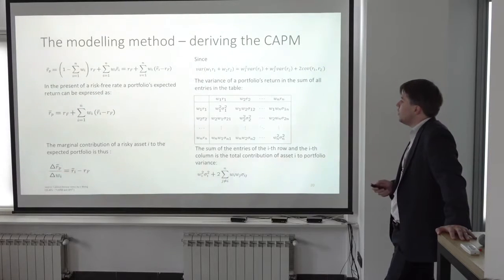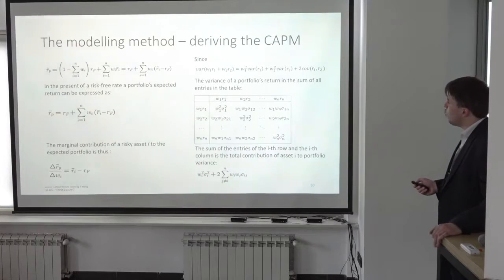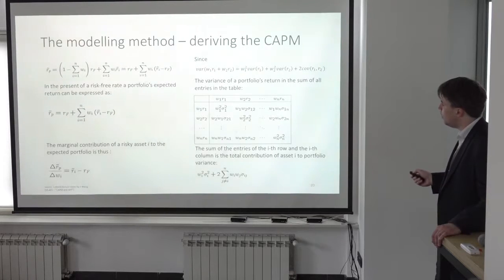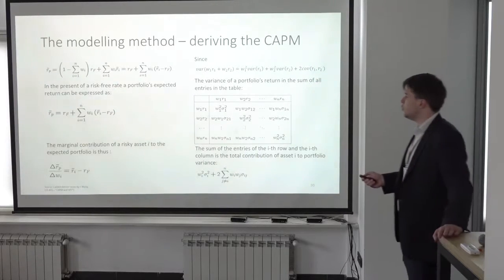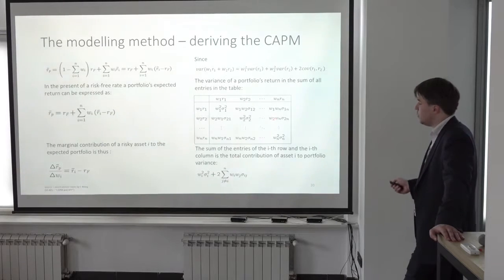And you can do the same thing with the risk, with the variance. If you remember the variance formula, say you have two assets, W1R1 plus W2R2. If you write out the variance, it's W1 squared variance of R1 plus W2 squared variance of R2 plus the covariance of R1 R2. And if your portfolio consists of i assets, you can write out this matrix. It's not a very strange matrix. It's just a big sum over here.